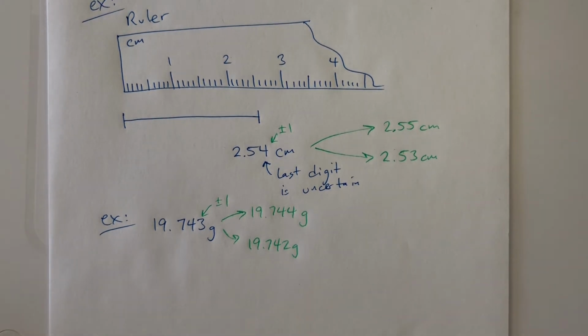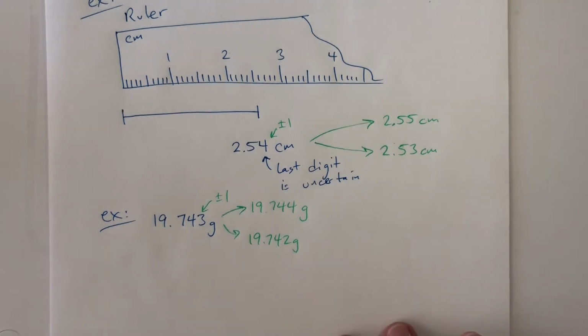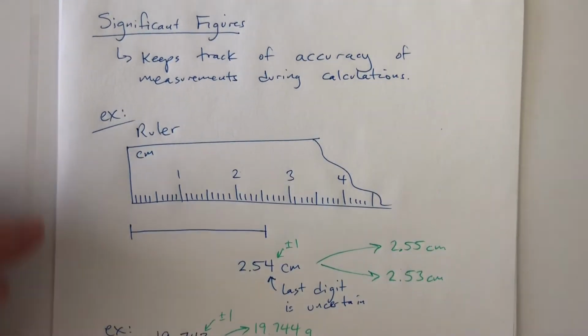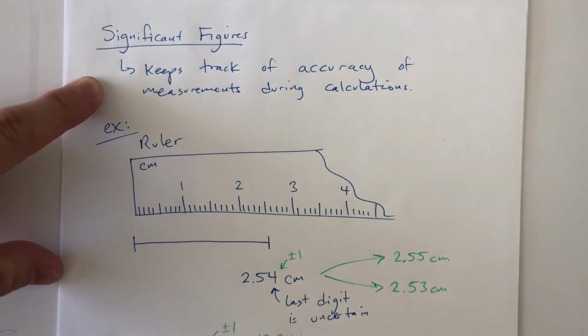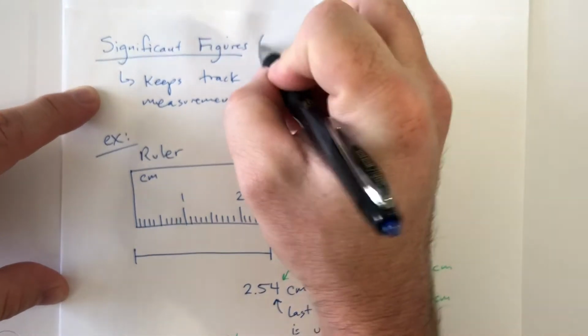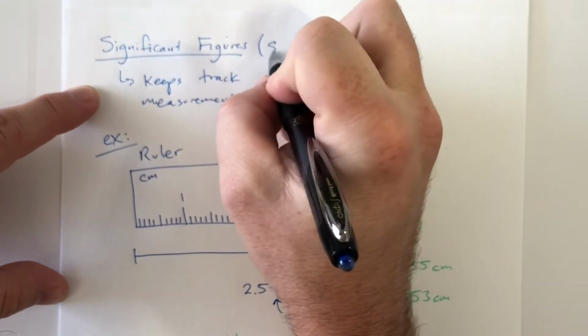Now, what we want to know is how do you keep track of this during calculations? Well, we're kind of putting the cart before the horse. We need to figure out what this is. Significant figures, I will almost never call them that again. They are typically abbreviated as sig figs.